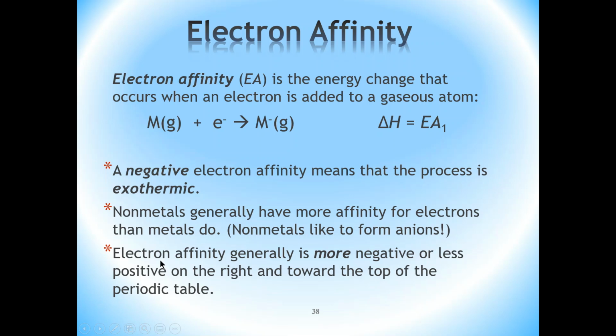So as stated here, the electron affinity generally is more negative or less positive on the right and towards the top of the table. So basically going from left to right, the electron affinity becomes more negative, and going from bottom to top, the electron affinity tends to get more positive. And that's basically all you need to know as far as electron affinity is concerned. I won't go into the reasons why, because it's rather complicated, to be perfectly honest.